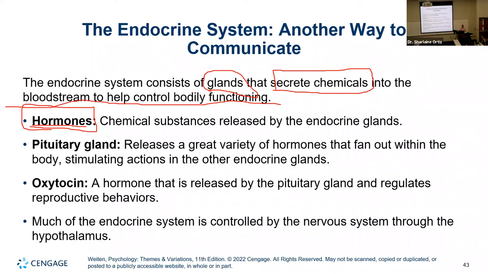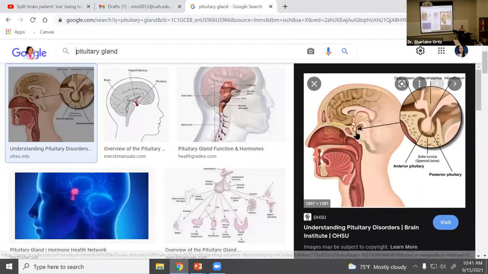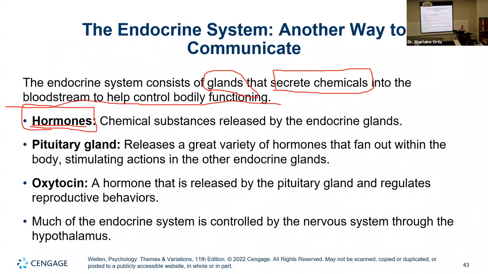I'm going to show you an image of that gland. It's immensely small. And that tiny structure is responsible for many of the hormonal processes that we see in animals. Interestingly, let's talk about oxytocin. Now, in regards to oxytocin, this specific hormone is released by the pituitary gland and it's going to regulate reproductive behaviors.